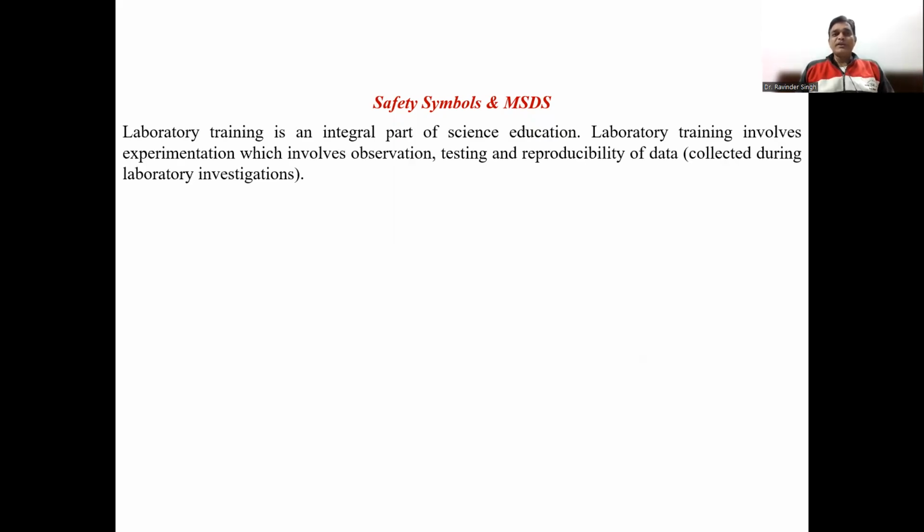Laboratory training is an integral part of science education, and during the laboratory training there are some main aspects which are to be involved. That aspect is the safety symbols. The laboratory training involves experimentation, which involves the observation, testing, and reproducibility of the data that is collected during the laboratory investigation.